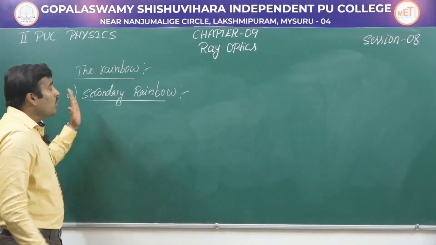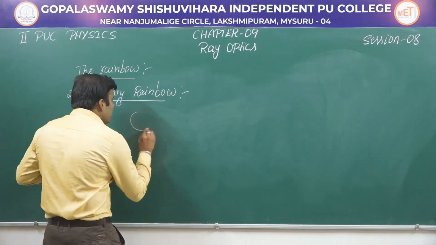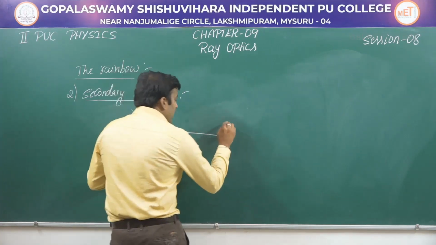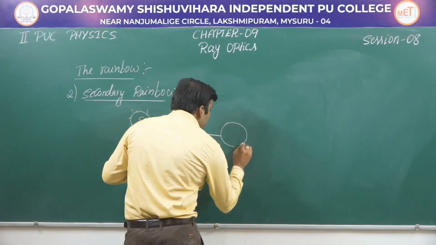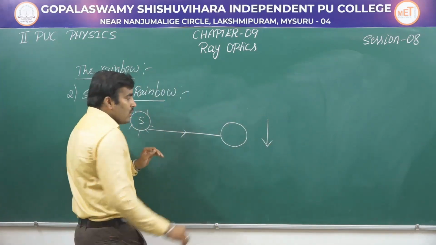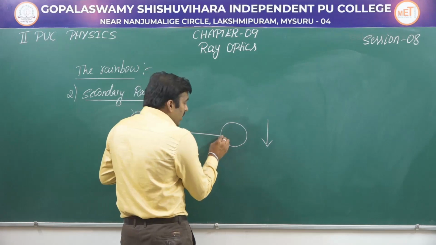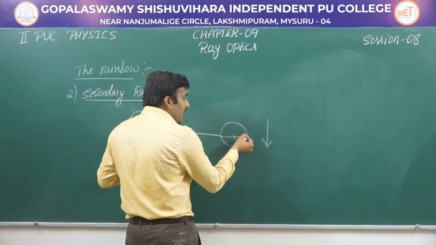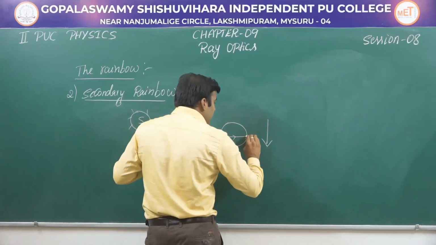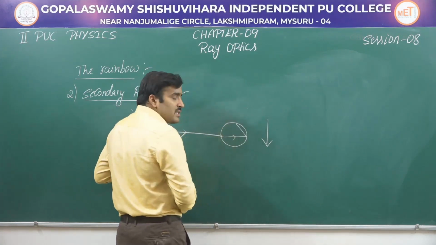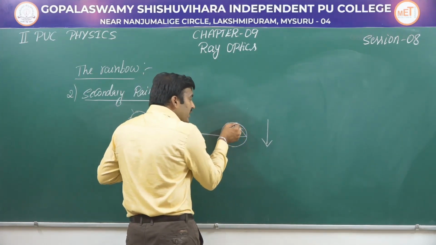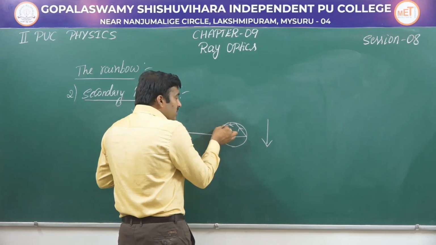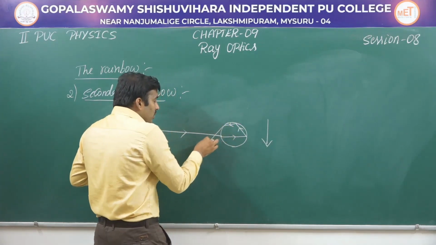Now let us understand how a secondary rainbow is formed. Imagine sunlight is falling in this direction, and somewhere here we have rain falling in the vertical direction. At this point the light is going to refract into a spherical droplet of water, then here a total internal reflection takes place and the light is reflected into the same medium like this. Next, one more total internal reflection takes place here, so that the light is entering the same medium again. Now at this point the light comes out in this way.